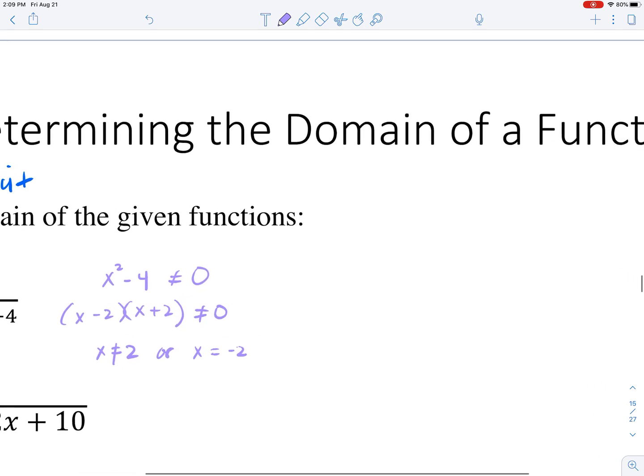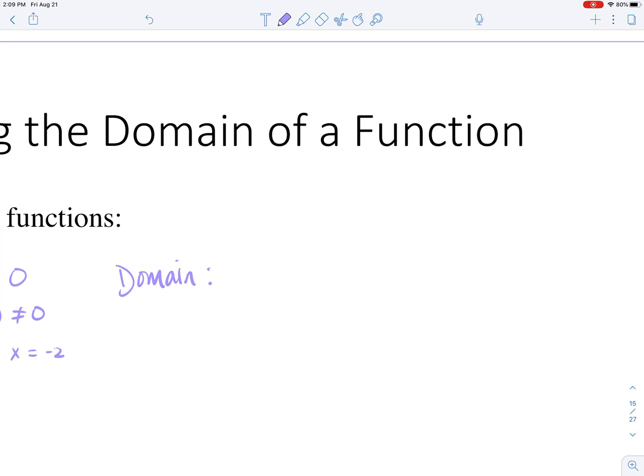So our domain, and I'm going to state the domain using interval notation, would be all real numbers except for 2 and negative 2. When I'm writing the domain in interval notation, I'm thinking about the real number line, and I'm going to exclude the values that are not part of the domain. So from negative infinity up to negative 2, but not including negative 2. To exclude negative 2, I'm going to use the parenthesis, union, parenthesis again, and then negative 2. So we're kind of hopping over negative 2.